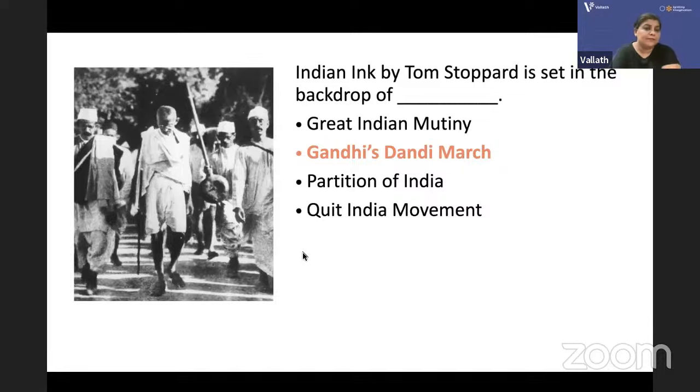Tell me, Ankita, what are the other works by Tom Stoppard? Rosencrantz and Guildenstern Are Dead. Arcadia. Travesties. Walk on the Water. Artist Descending a Staircase. Jumpers. Lord Malquist and Mr. Moon, I remember. He also wrote the script of that movie Shakespeare in Love.